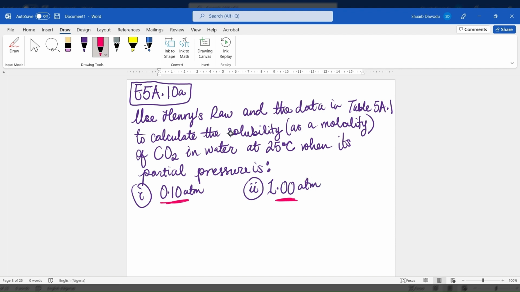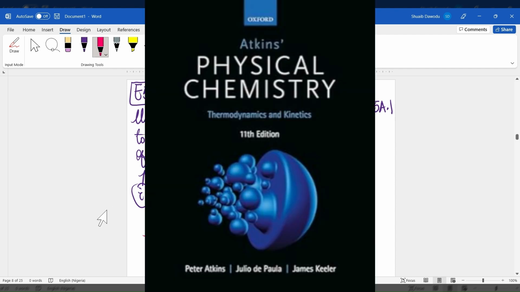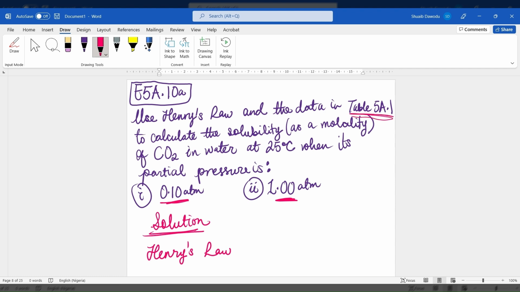Now the first part of the question already gives us a direct instruction where we're told to solve this question using Henry's law. And Henry's law was explained in chapter 5 of the Atkins Physical Chemistry 11th edition textbook. For those of you who do not have the textbook, I am going to give you all that you need right now to solve this question. We're told to use Henry's law as well as data in table 5.8.1.